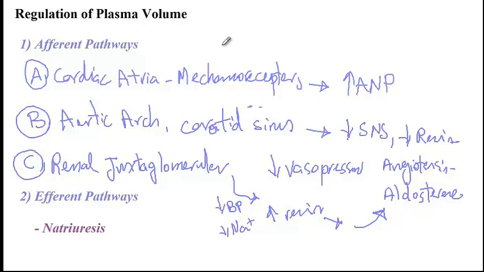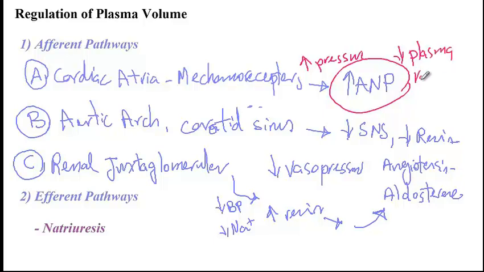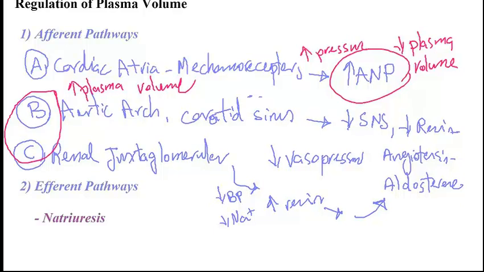All right, so here we had the first mechanism, cardiac atria, which detects high pressure in atrial wall, as a consequence of which increases the atrial natriuretic peptide in order to decrease plasma volume. While the other two mechanisms that are discussed, they would activate the renin-angiotensin aldosterone system in order to increase the plasma volume. All right, we are done with the afferent pathways. Now let's move on to the efferent pathways.